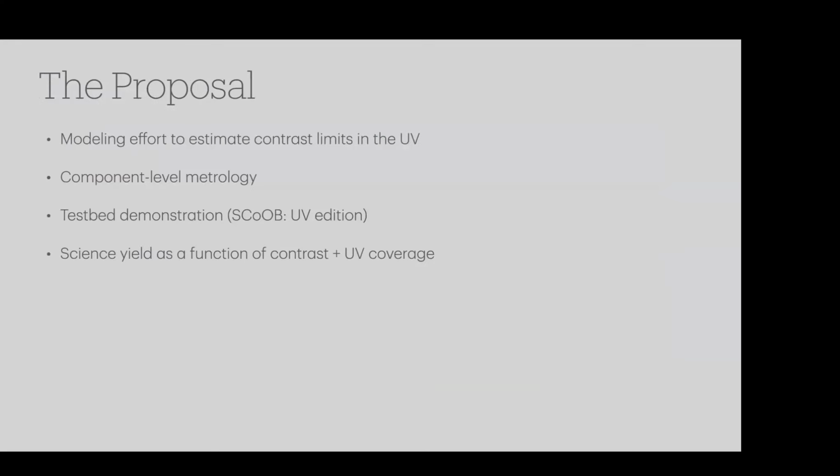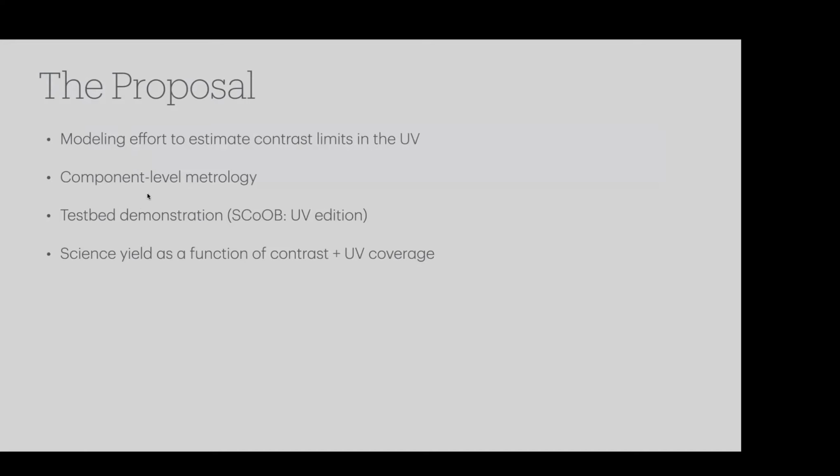So this is the proposal itself, basically these four things. The first is doing the modeling to estimate our contrast limits in the UV. This is essentially a contrast budget combined with numerical models. And this is a lot of the stuff that we're already doing for the Space Telescope project, just at UV wavelengths. The second part of this is component level metrology.